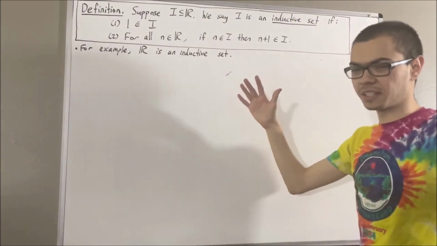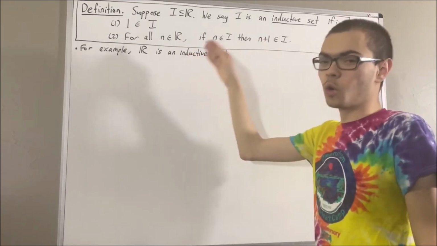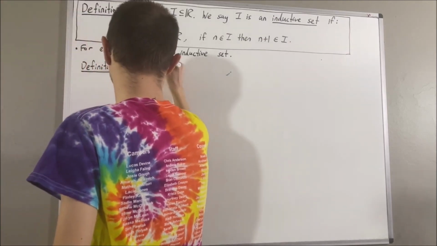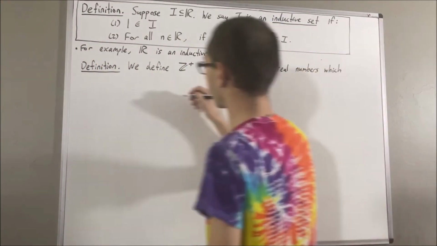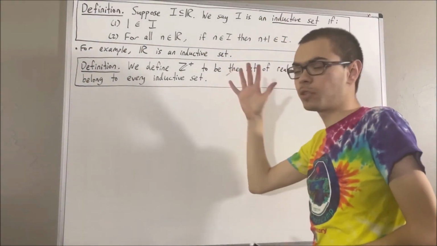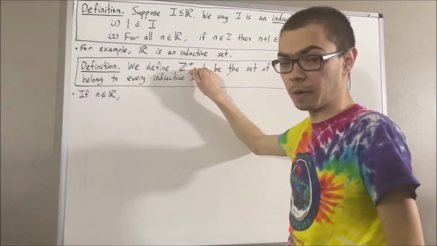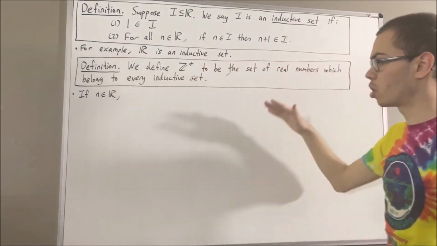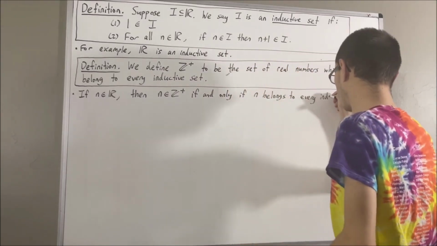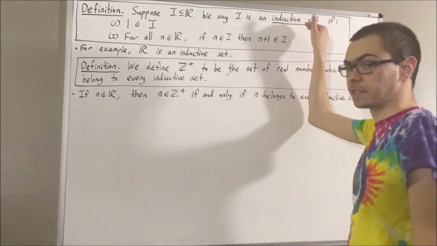And so the idea is, we define the positive integers to be the set of all real numbers which belong to every inductive set. So if n is any real number, then to say that n is a positive integer is equivalent to saying that n belongs to every inductive set. And now the claim is that the set of positive integers is an inductive set.